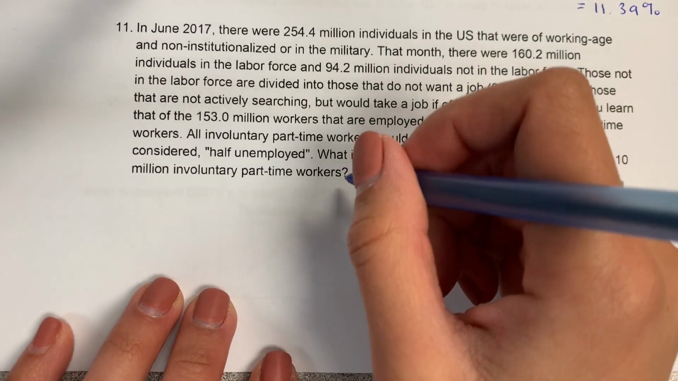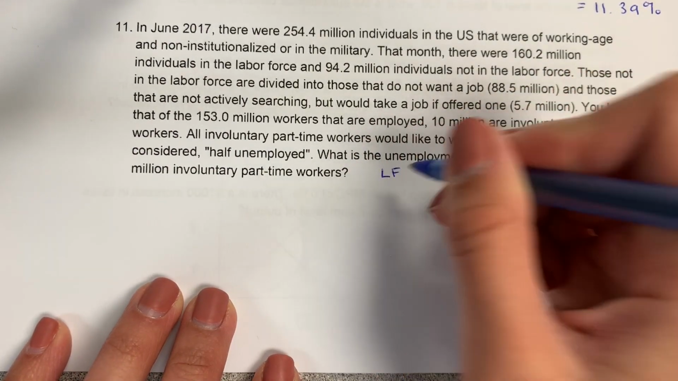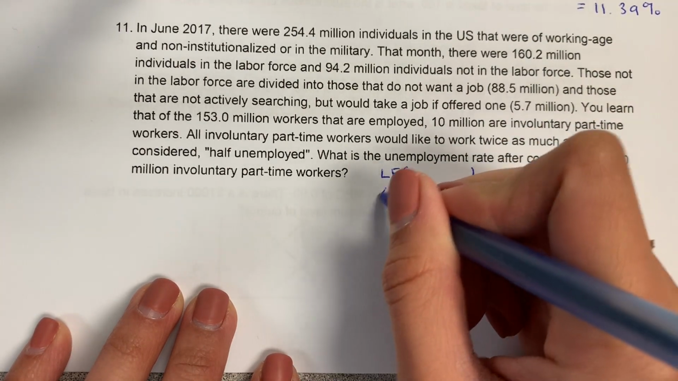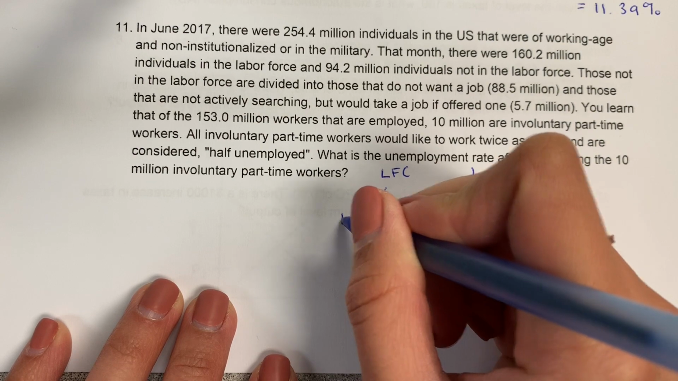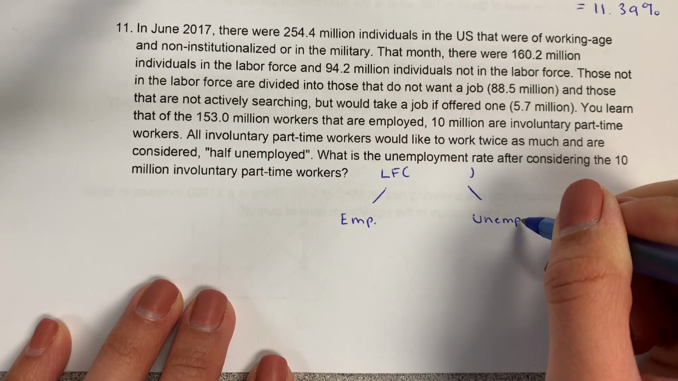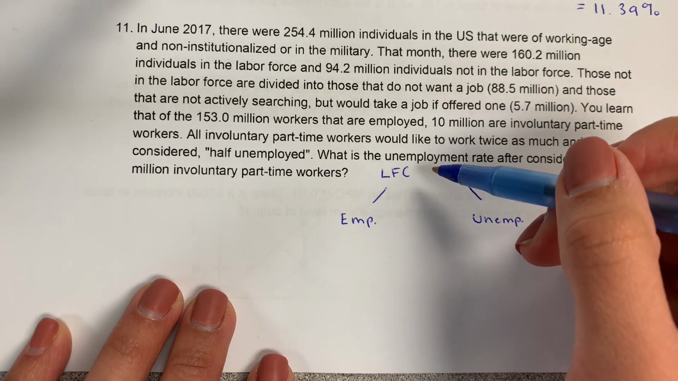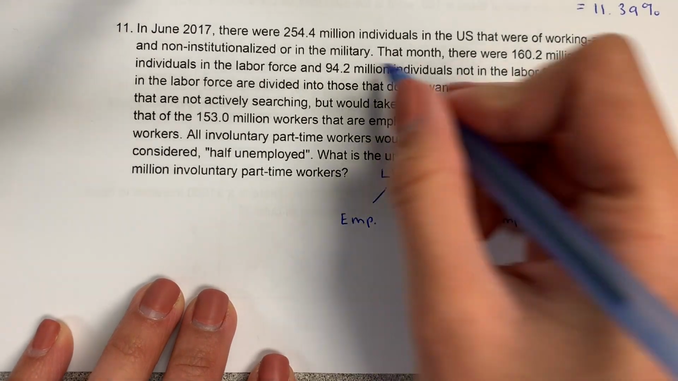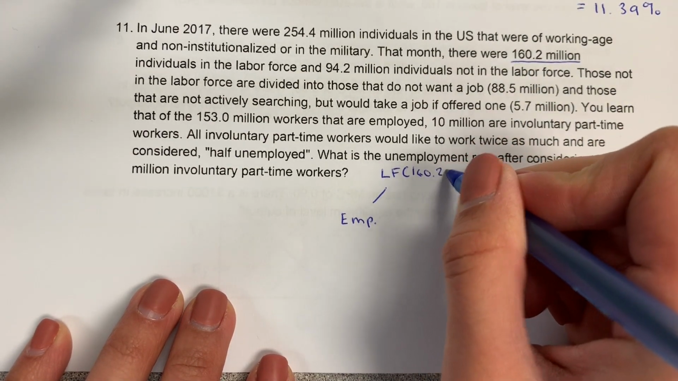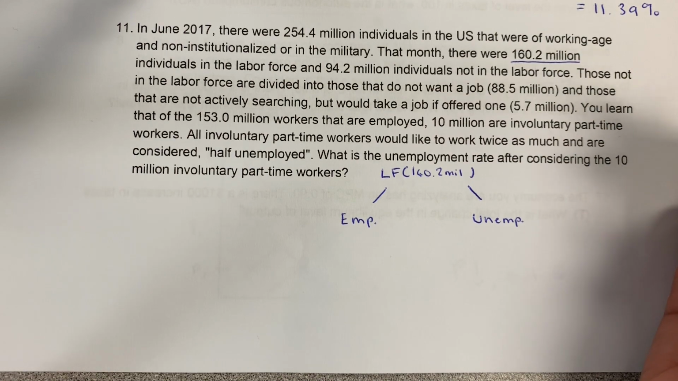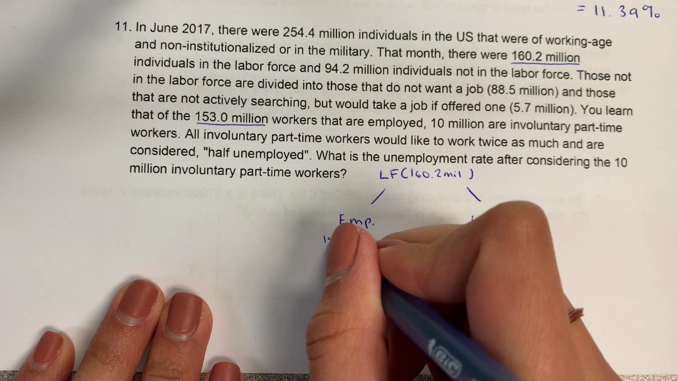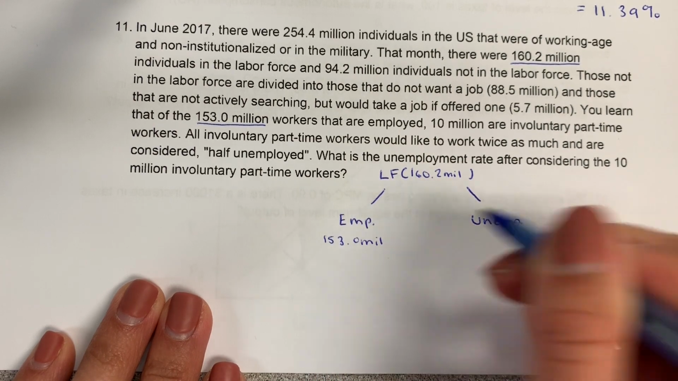So let's start with a tree, right? So we want the labor force, right? So there's gonna be some number in here. And then the labor force branches out. This is the employed, right? And then this is the unemployed. So how many people are in the labor force? Well, it says right here, 160.2 million, right? 160.2 mil in the labor force. And they're divided into the employed, right here, 153 million.